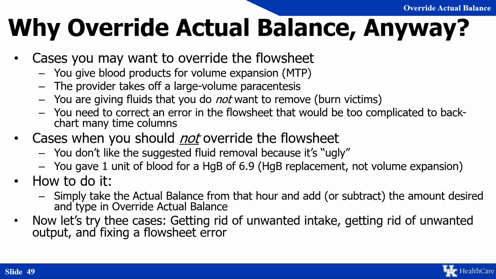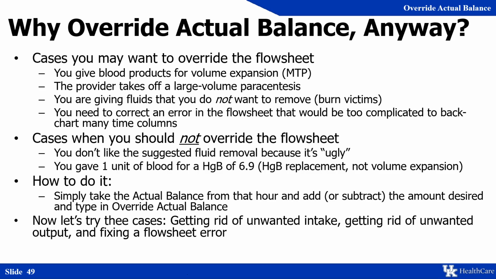Other cases where you might want to override the actual balance is when you have unwanted intake, so that'd be an MTP. And when I say unwanted, I mean you don't want it to interfere with your CRRT values. Or if you have an unwanted output, like a paracentesis or a thoracentesis. You may also want to do it if you're giving fluids that you don't want to remove, like burn victims. I've had patients where they were on a maintenance fluid drip that they knew was just going into third spacing, and so they didn't want us to remove that on CRRT, so this is how you would fix that. And you can also use override actual balance to fix an error in the flow sheet so that you wouldn't have to go back and recalculate all those time columns.